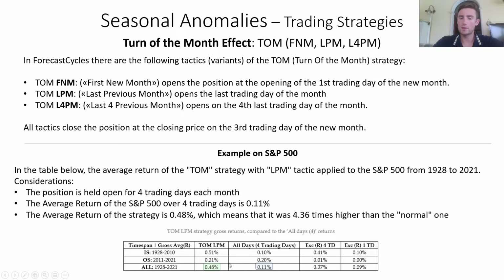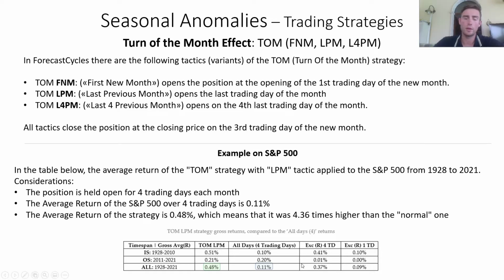The average return of the S&P 500 in a period of 4 days. The excess return of the strategies over the S&P 500 in 4 trading days, and finally the excess return in 1 trading day of the strategies over the S&P 500. The average return of the S&P 500 over 4 trading days is 0.11%. The average return of the strategy in the entire period is 0.48%, which means a return 4.36 times higher than the normal one, a definition of an anomaly.